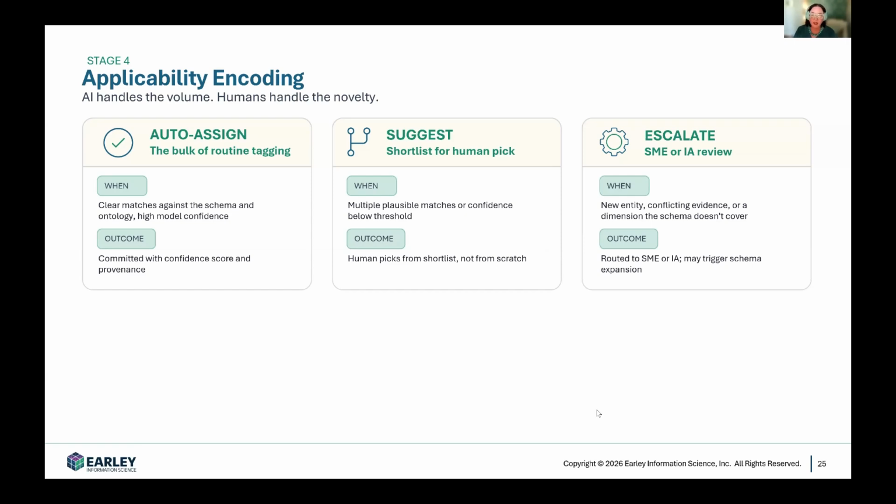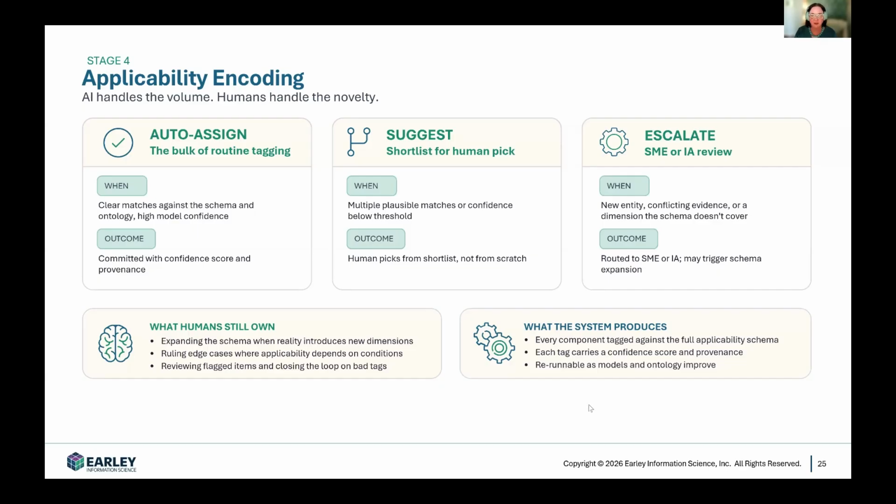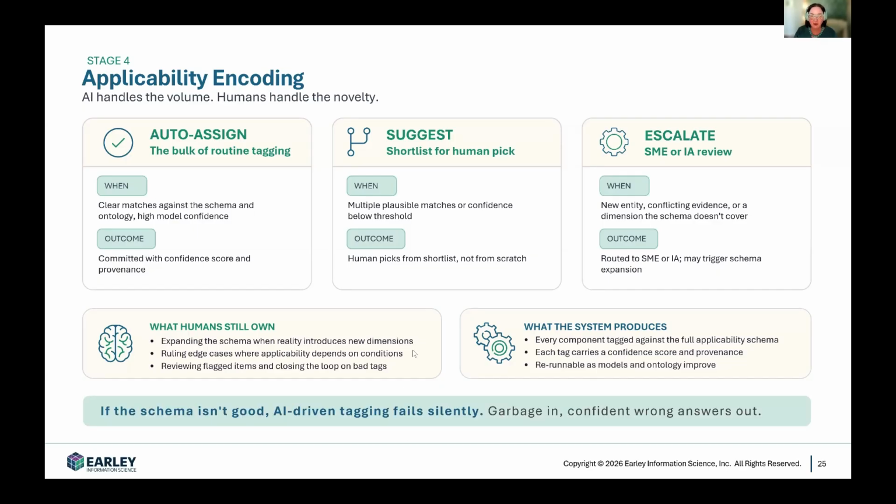So here, I just want to reinforce that AI is able to handle a lot of the volume, but humans have to handle the novelty. So every component needs to get this metadata and needs to know who it applies to, when, under what conditions. And AI could do this at scale for the patterns it's seen before. But when it hits something new, it has two escape hatches.